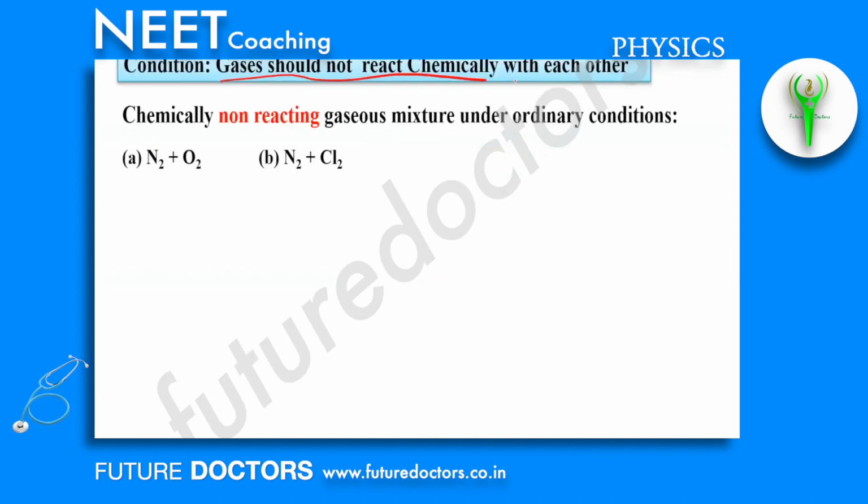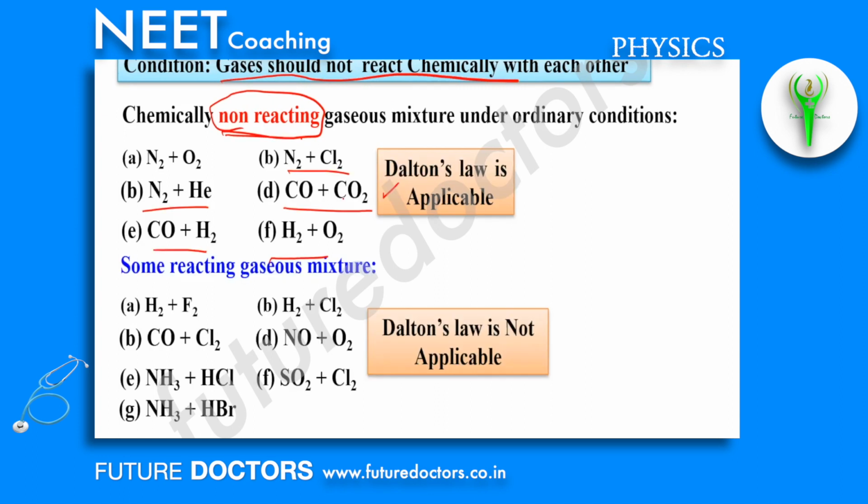The gases should not react chemically. Gases should be non-reacting. Some reacting gaseous mixtures are H2 and F2, H2 and Cl2, HCl, COCl2 (phosgene, which is a poisonous gas), NO plus O2, ammonia plus HCl, SO2Cl2 (thionyl chloride), SO2 and Cl2, and ammonia and HBr. All these are reacting gases. So Dalton's law is not applicable for reacting gases.